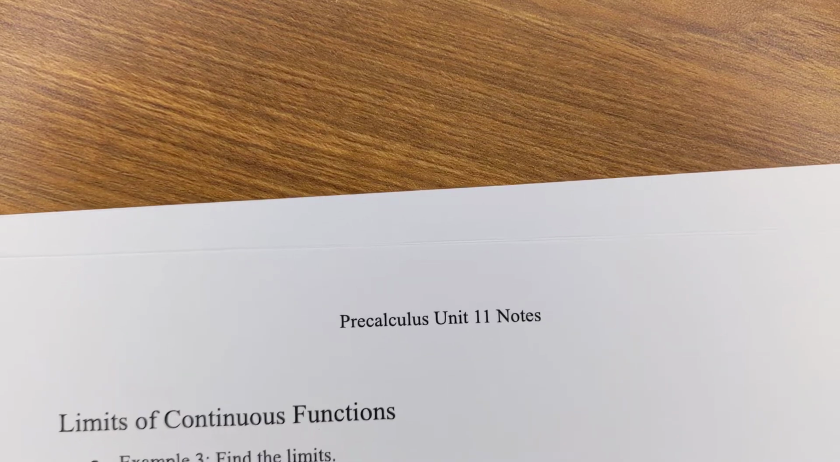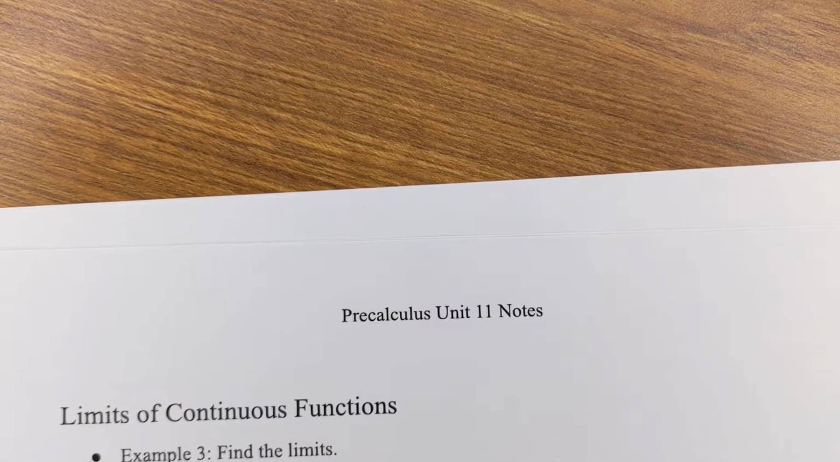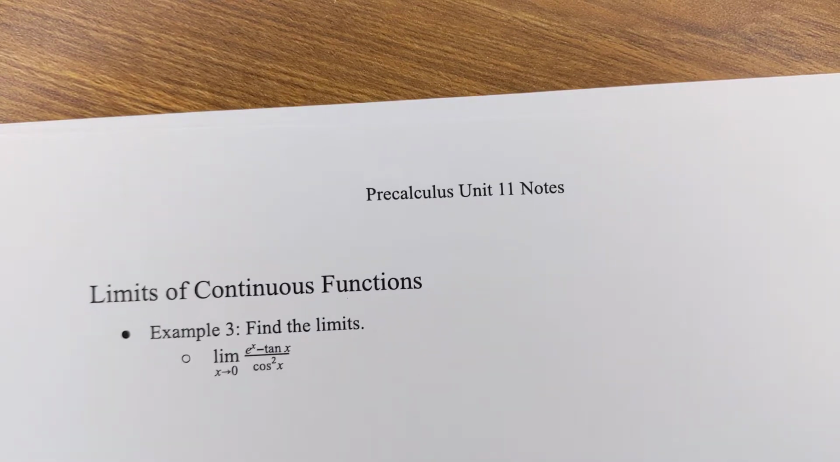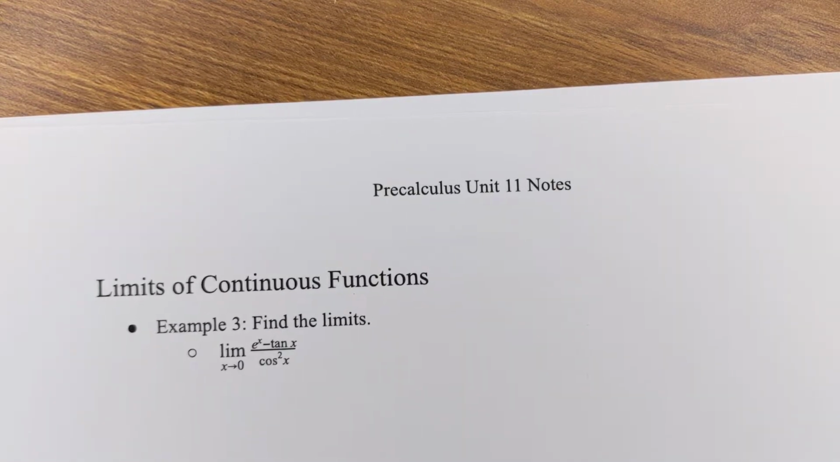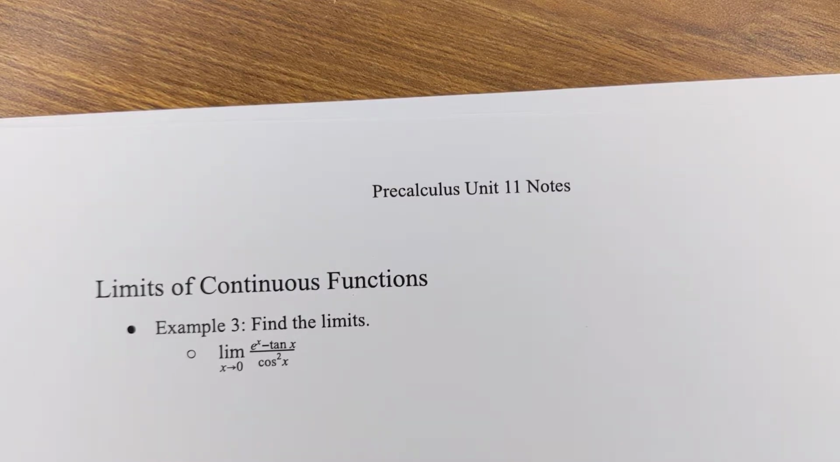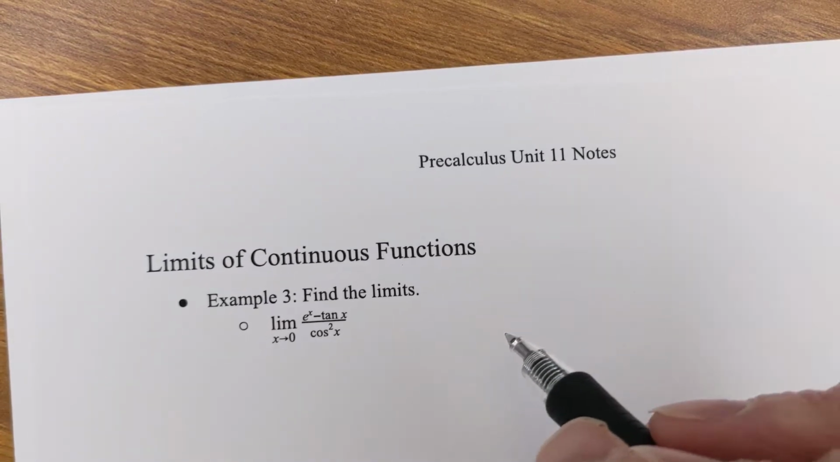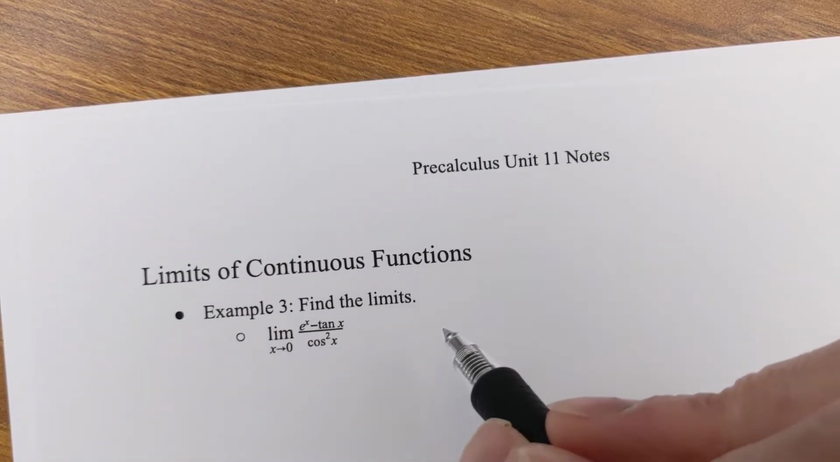Okay, limits of continuous functions. Find the limit of e to the x minus tan x over cosine squared x. Okay, so let's see here. What we're going to do is break this into chunks, so we can do all the parts of the limit separately.